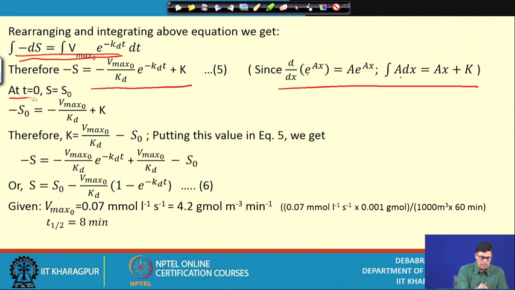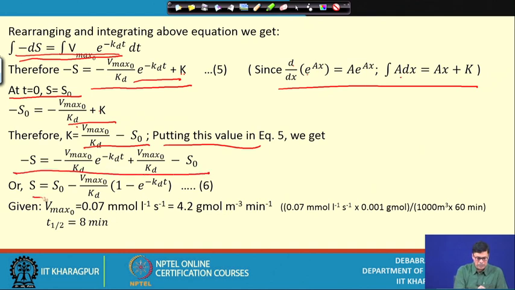And then the boundary condition we have is at t equal to 0, S equal to S0. Then we can put this equation like this, and therefore the constant K can be taken to this side. Now putting this value in the equation, we get the final equation, and we can modify this equation in this form.